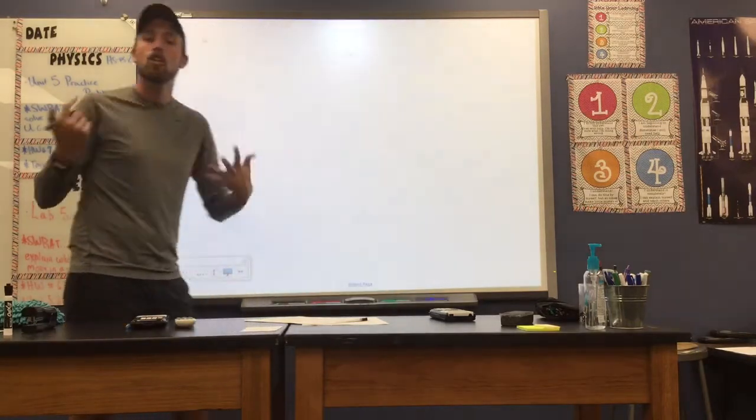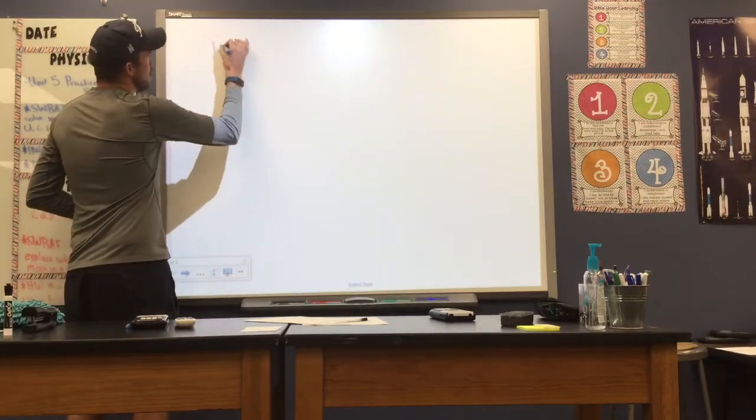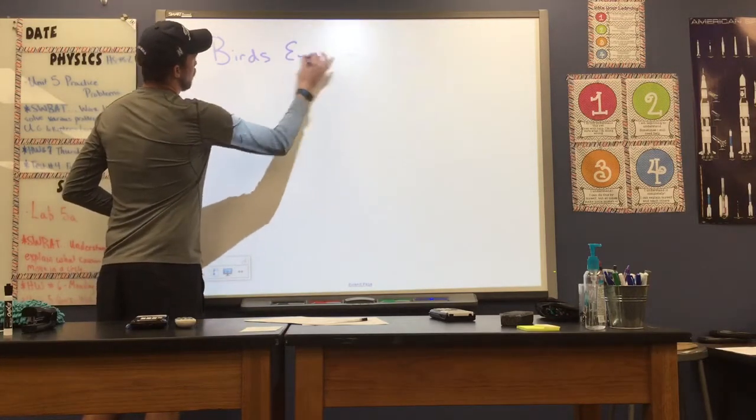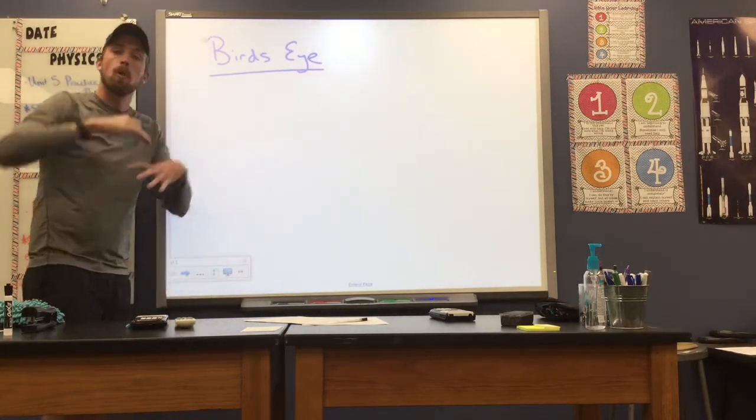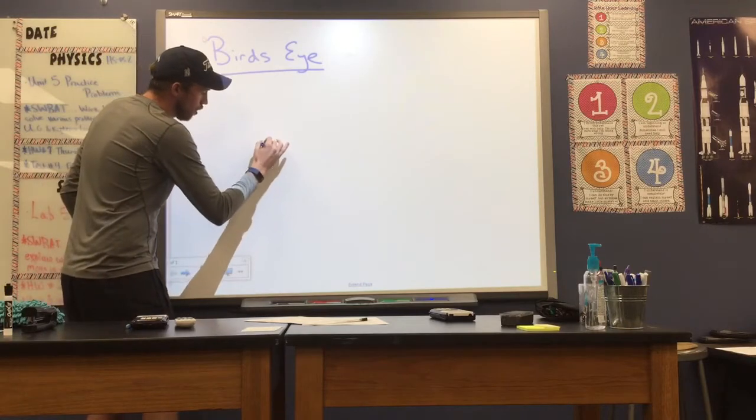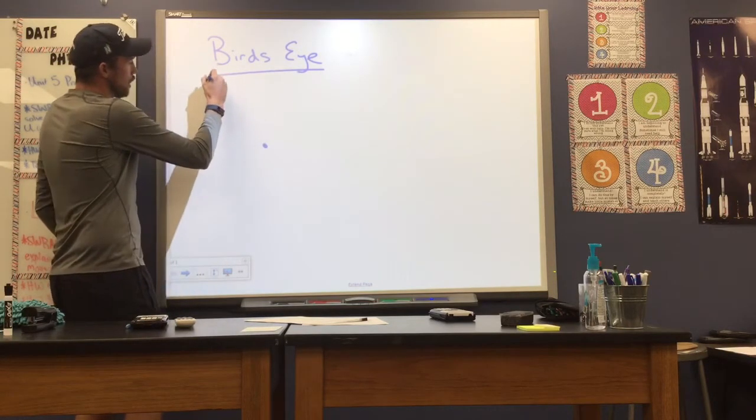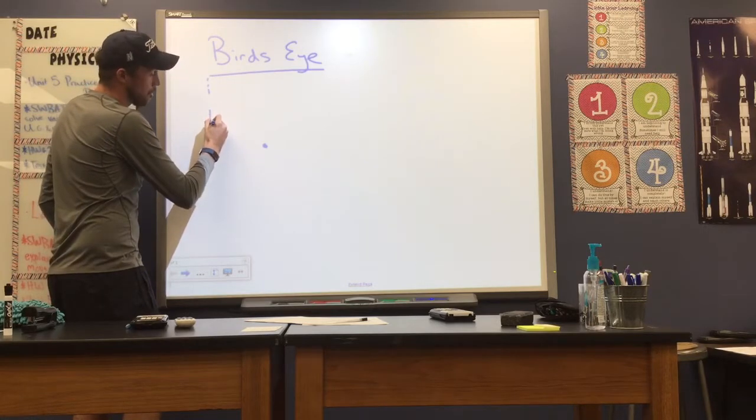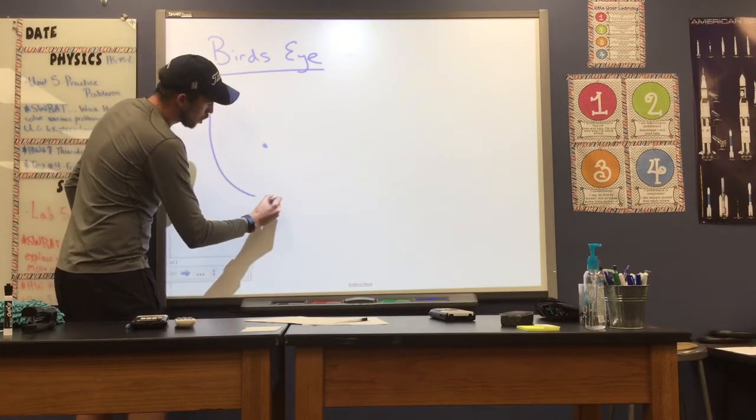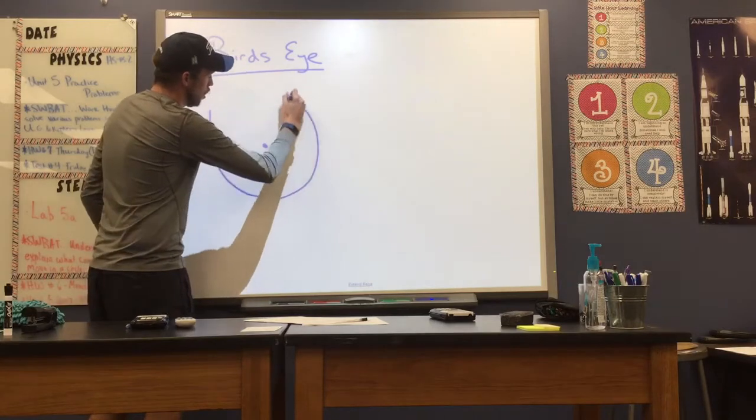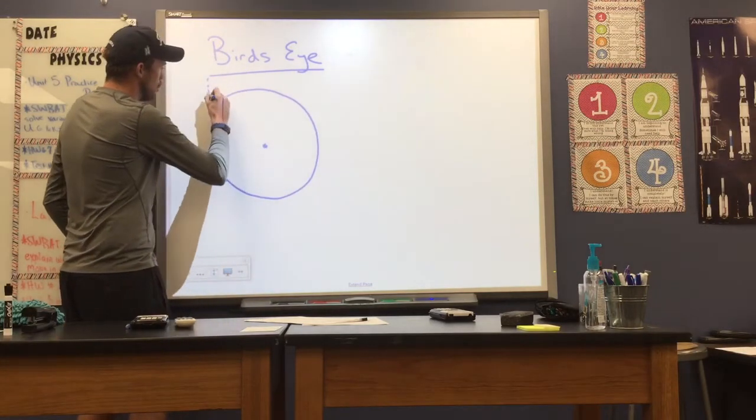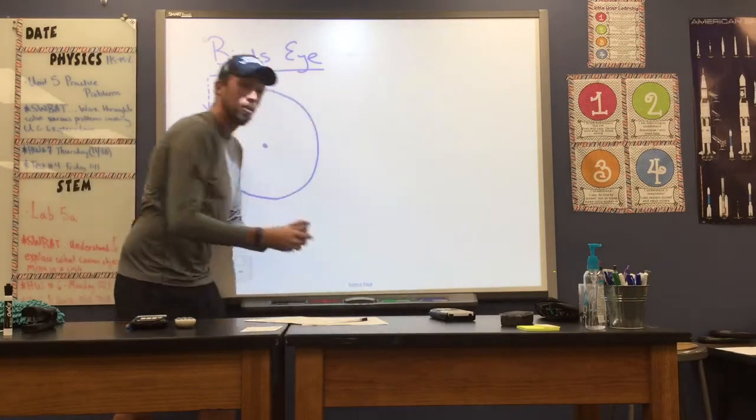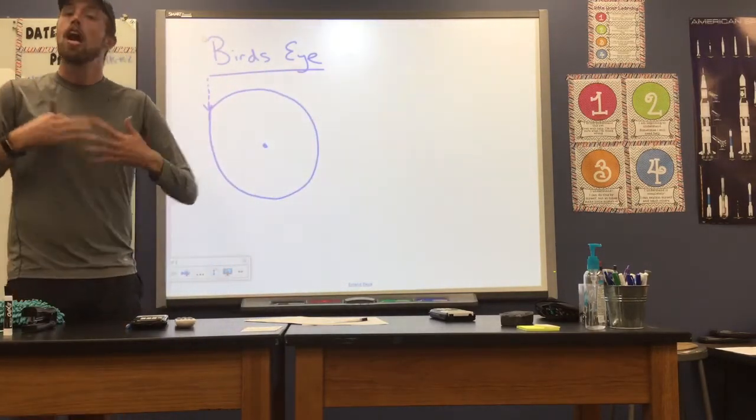To get a visual of what's going on here, let's take a bird's eye view, looking down. In the center, we have our pole. Our ice skater is coming in. She's going to grab a hold of a rope that will swing her around the pole in a circle like so.